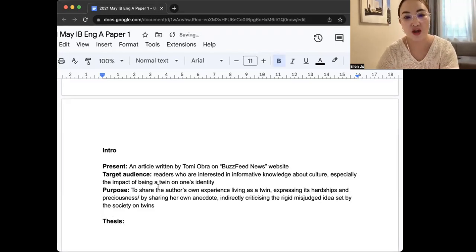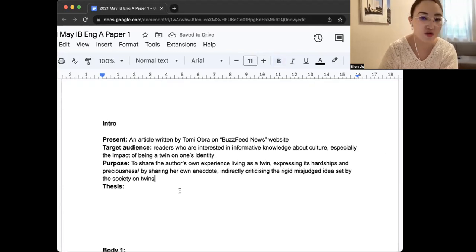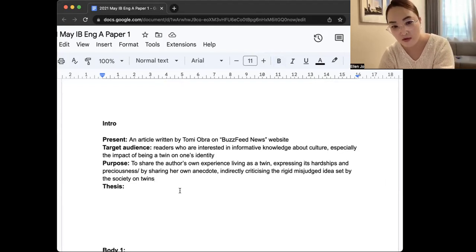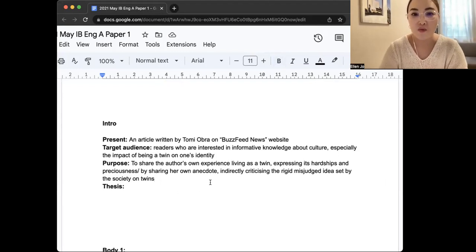And the purpose would be to share the author's own experience living as a twin, expressing its hardships sometimes, and also the precious points of being a twin, via sharing her own anecdotes. Sometimes we can also understand that she wants to indirectly criticize the rigid, and at the same time misjudged, ideas set by society on twins. We can find that, certainly.